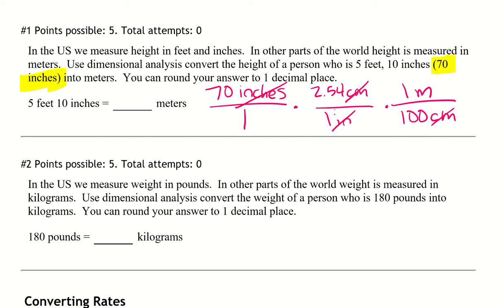So when I multiply all of that out, I get approximately 1.778. I think it's actually exactly 1.778. And then it asks me to round to the nearest 1 decimal, so that's important to look back at the directions. Where do you round? So I'm going to have 1.8 meters.